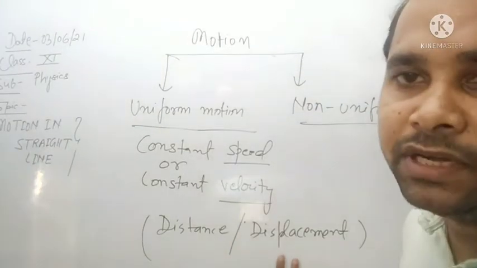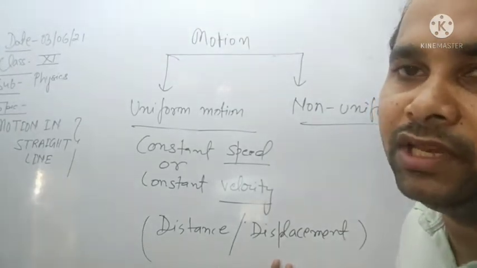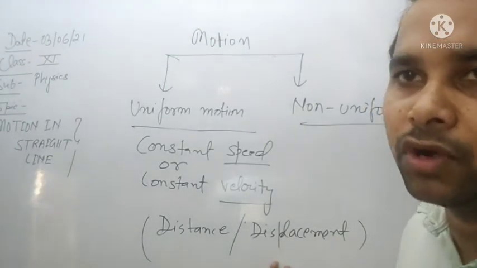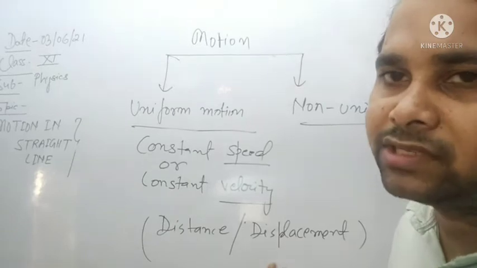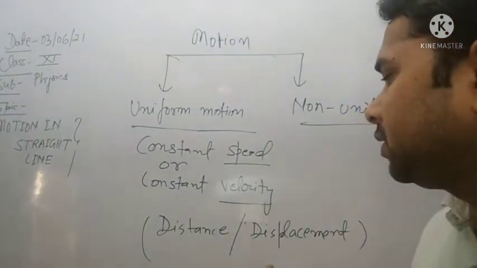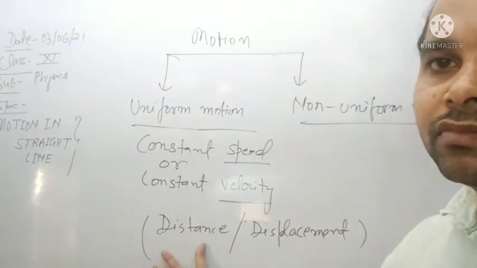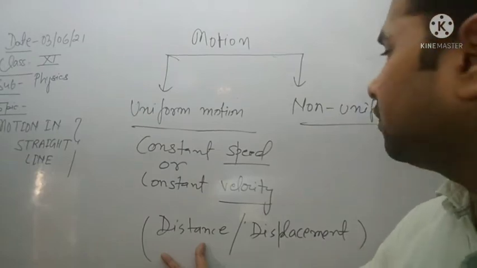And what is displacement? Displacement is the shortest distance between initial and final position of the body. Shortest distance between initial and final position of the body is called displacement. This is a vector quantity, this is a scalar quantity. सब पढ़ा हुआ क्लास 9th में.